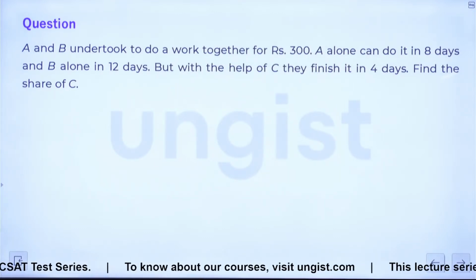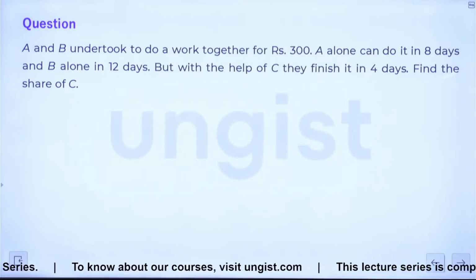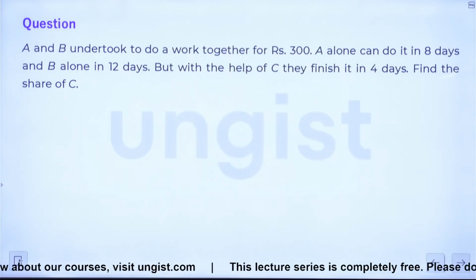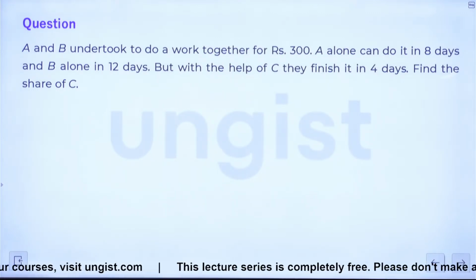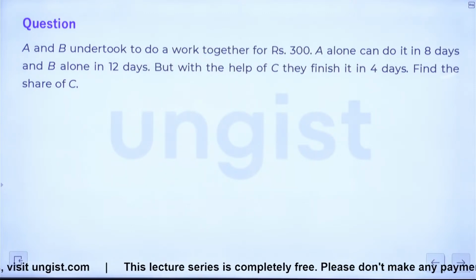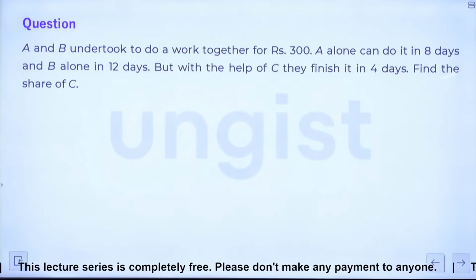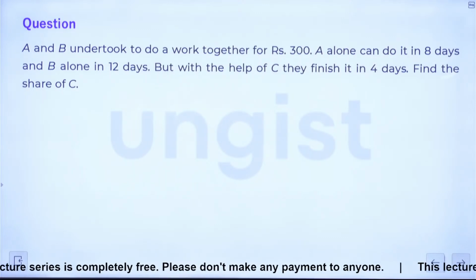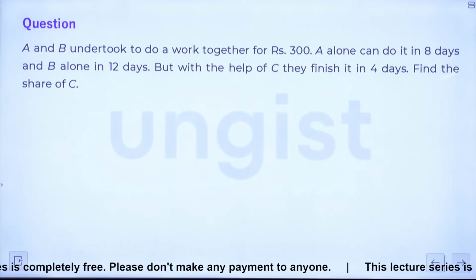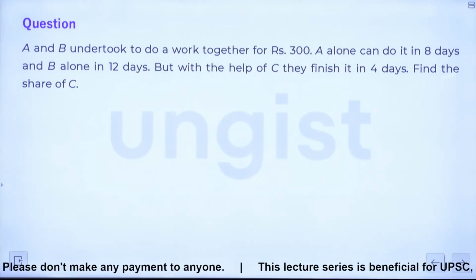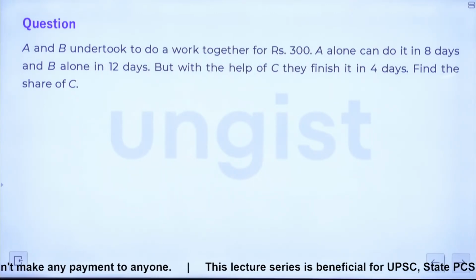अच्छा चलिए, इसको करिए जरा एक बार, आप करिए। A and B undertook to do a work for rupees 300. A alone can do that work in 8 days and B alone can do that work in 12 days. With the help of C, they finished the total work in 4 days. Guys, मुझे बताइए A ने कितना काम किया? Quick. A ने कितना काम किया?